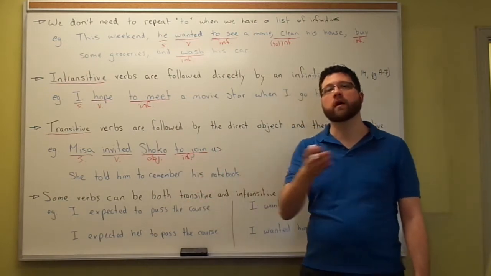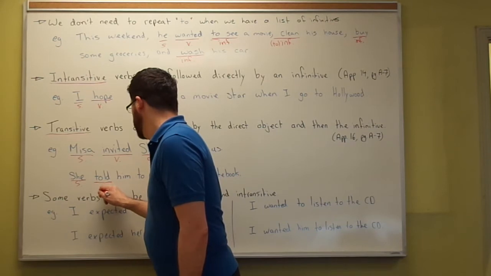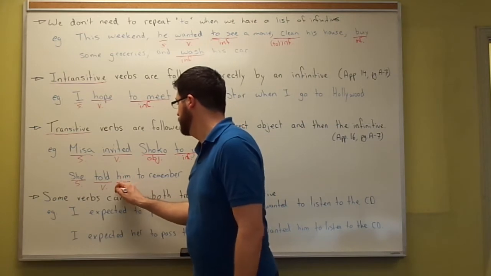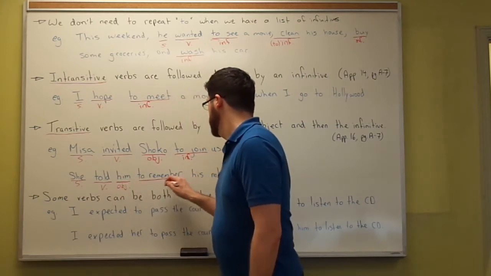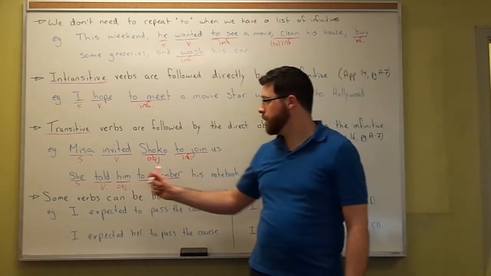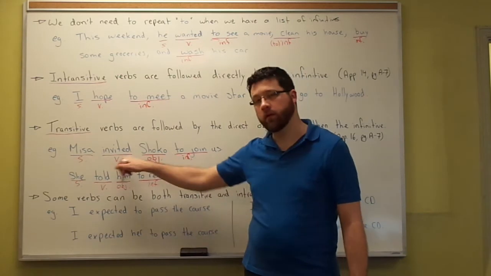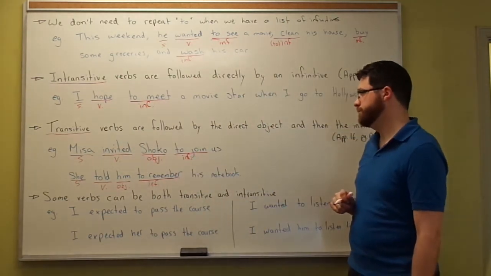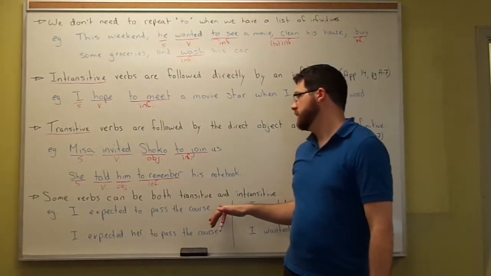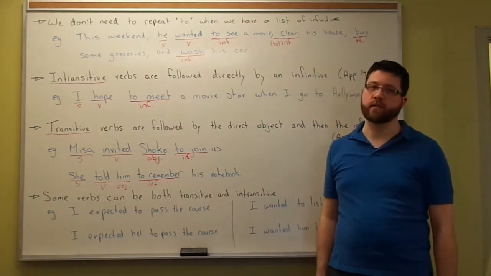We wanted Shoko to come with us. Another example. She, subject, told, verb, who? Who did she tell? She told him, object. And again, the infinitive, to remember his notebook. And she told him. The object always goes between the verb and the infinitive. Okay, now, if this was it, that would be easy. But, unfortunately, some verbs can be both transitive and intransitive.